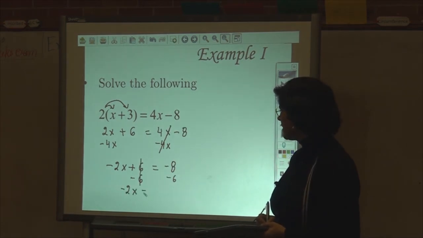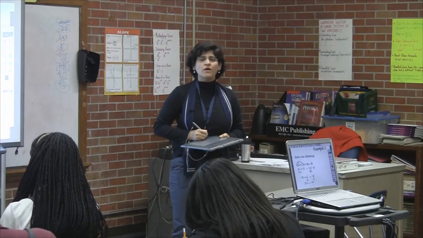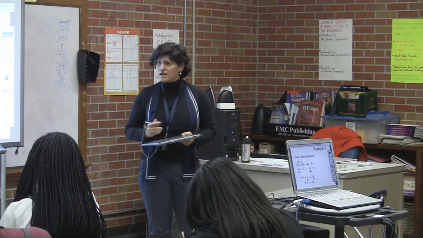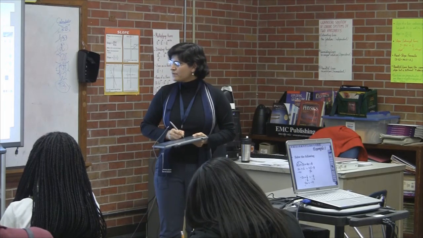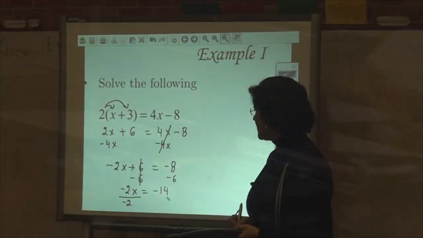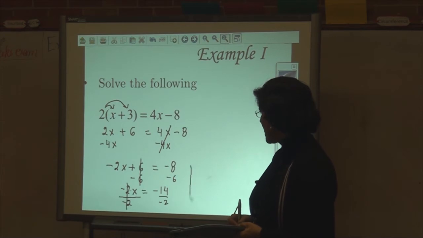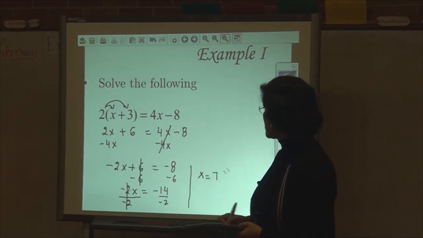Negative 2x. Okay. We will get negative 14. Now how can we isolate the x or bring x by itself? Because negative 2 was multiplied, to undo it I will divide by negative 2. You're going to get positive 7. So my final answer is x is equal to positive 7.